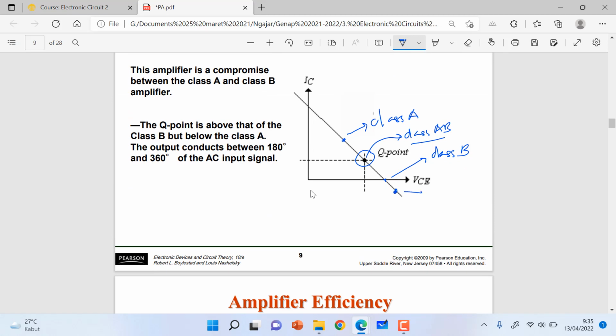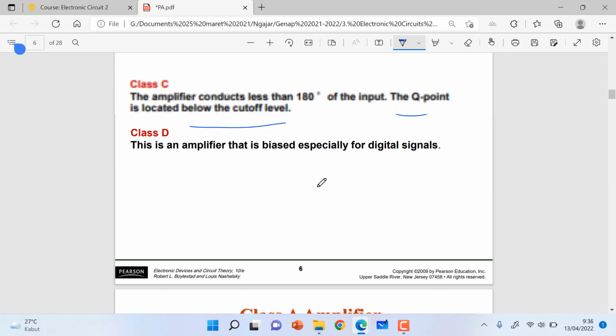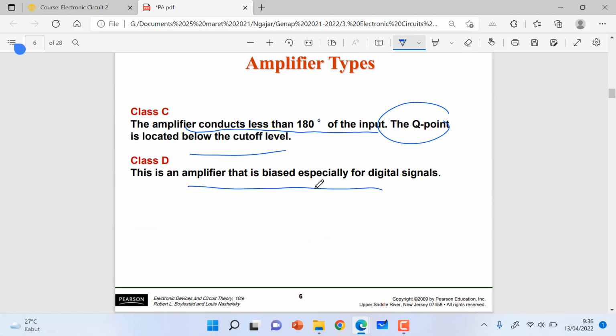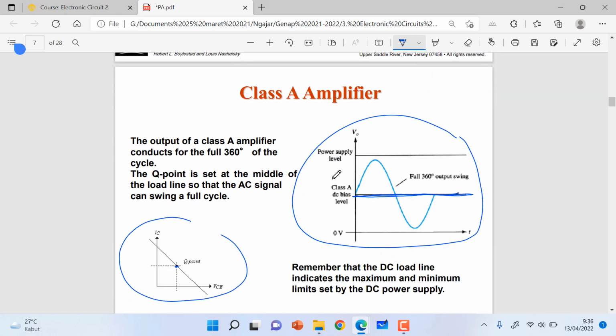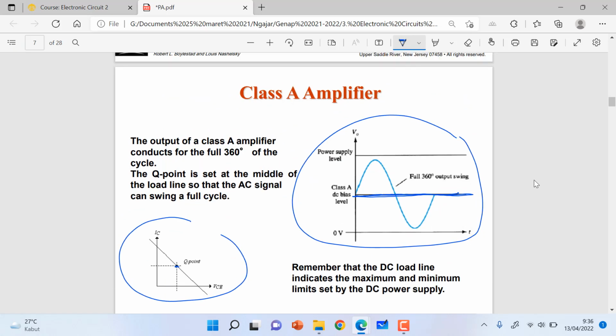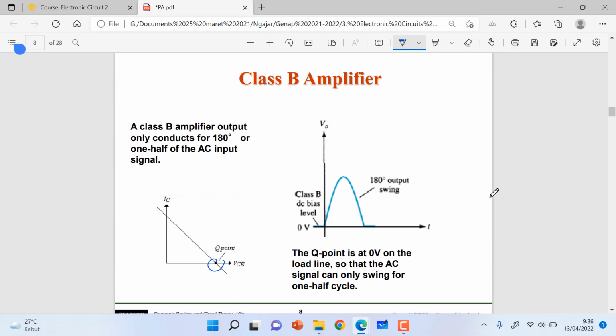This is class C, below the cutoff level, and class D is the amplifier for digital signals. Okay, and this is the illustration of class A. In class A, the key point is set in the middle of the load line, and so we can draw the output swing like this. This is the output swing of class A, and then this is class B.